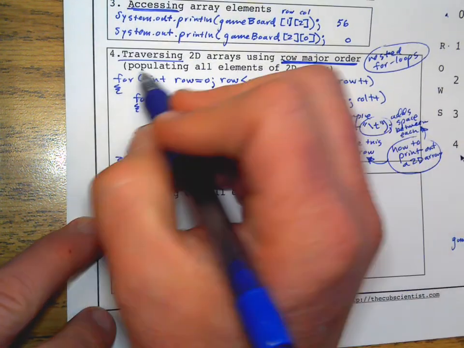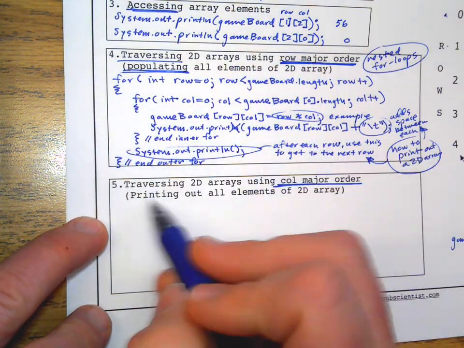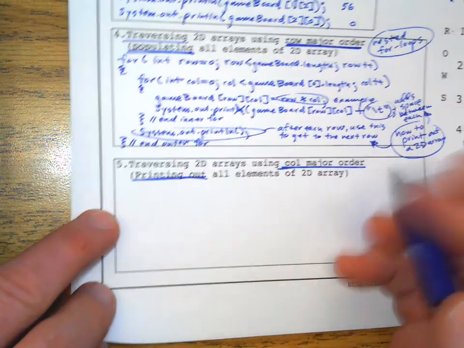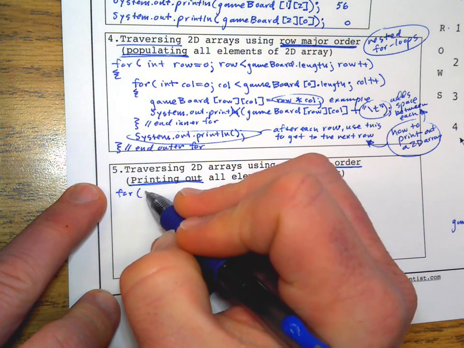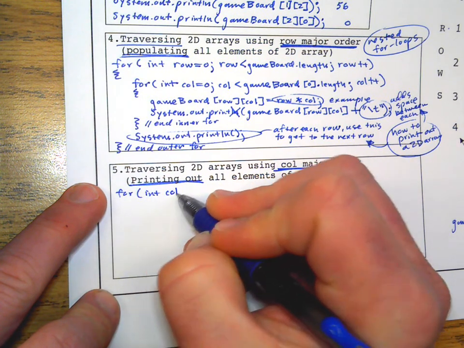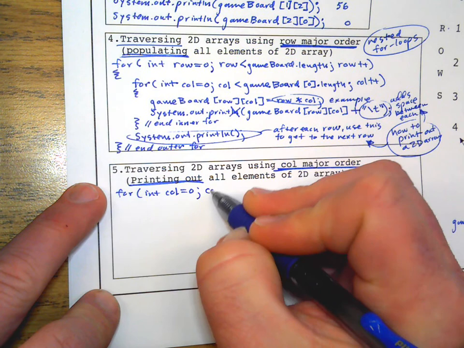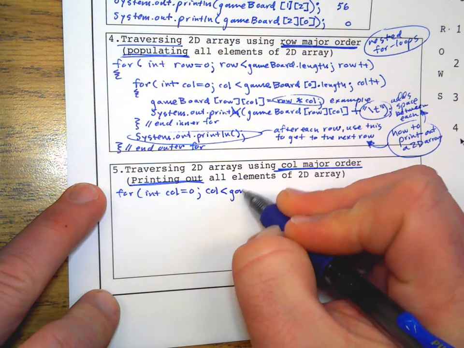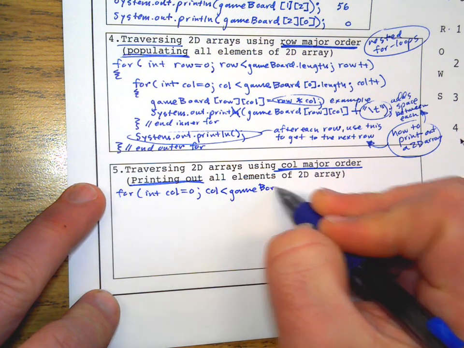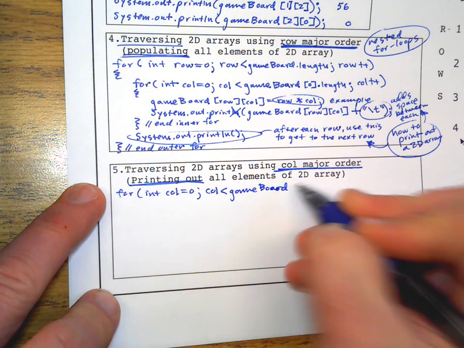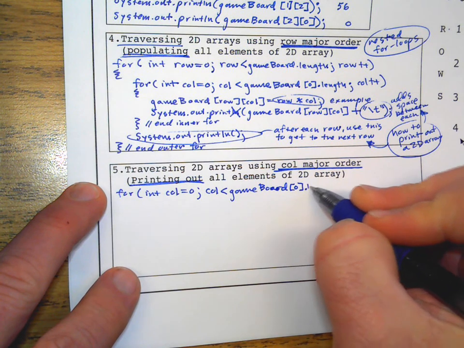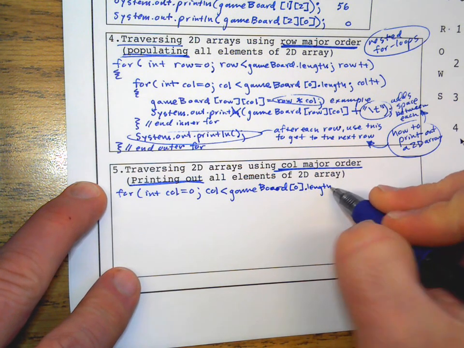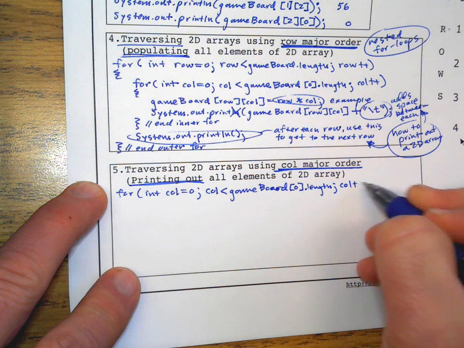Now this is populating, which means getting values in, which we're doing, but we're also printing values out. I mean, you can use both of these, but I'm going to show you column major. So column major is you have a for loop, but you're going to start with a column. So you're going to say column equals 0, and column is less than game board. Now you're not going to do game board dot length because that actually gives you the rows. So this is where you've got to use the bracket 0 dot length. And then you increment your column, column plus plus.